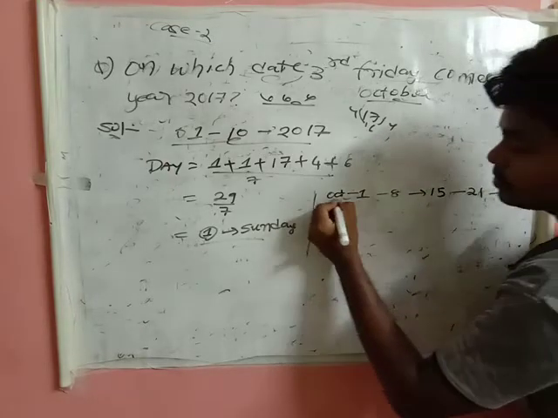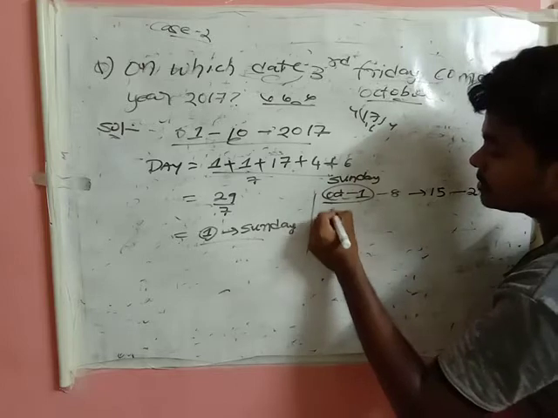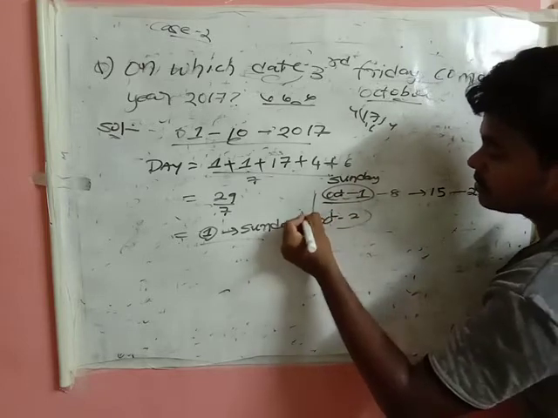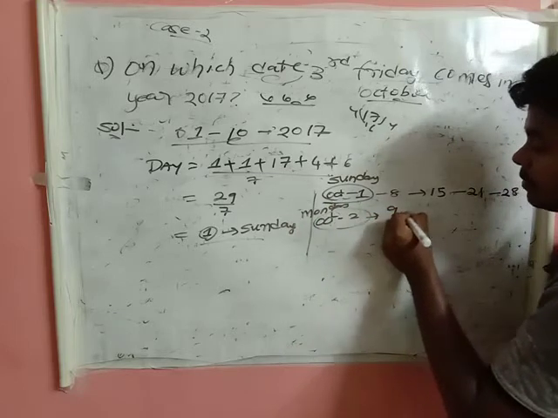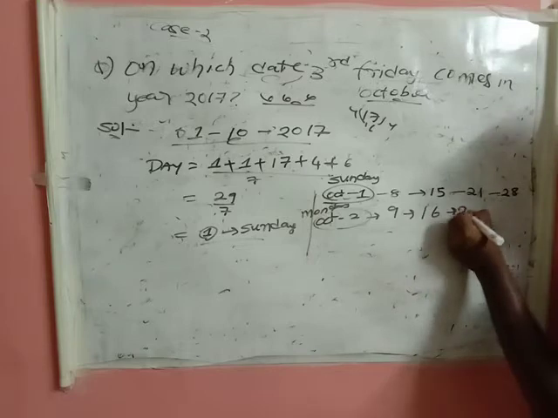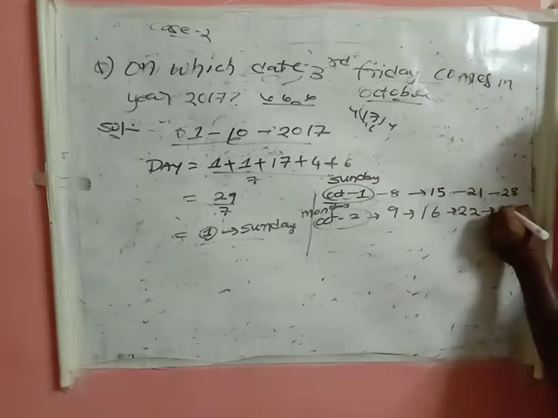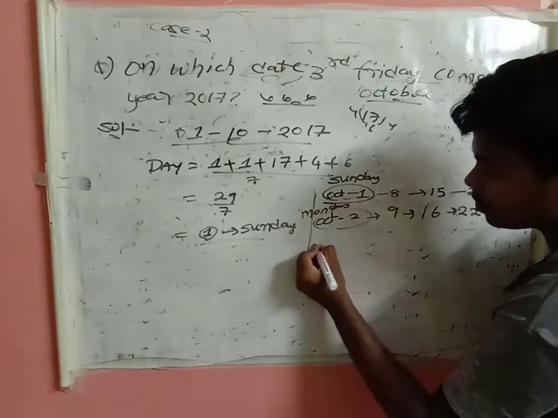Now coming to October 2nd. If October 1st is Sunday, then October 2nd is Monday itself. Now 2 plus 7, 9. 9 plus 7, right? 16. So 16 plus 7, 22. So 22 plus 7, that is 30. That is 30.